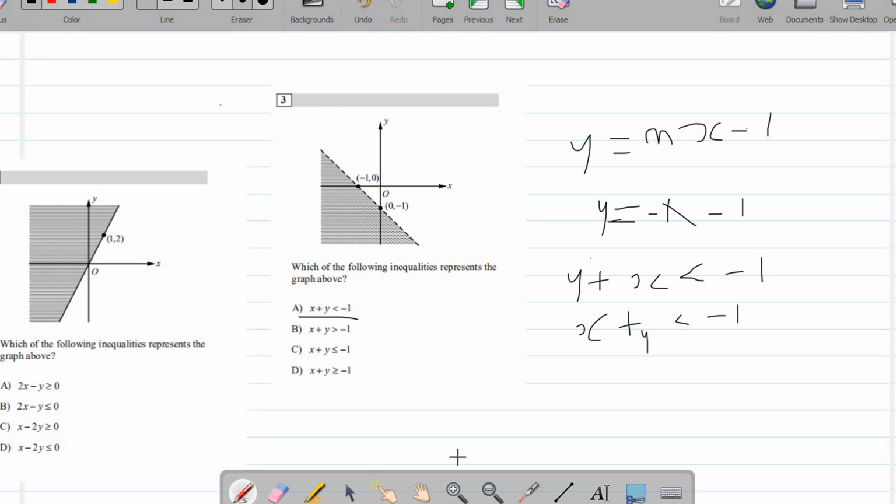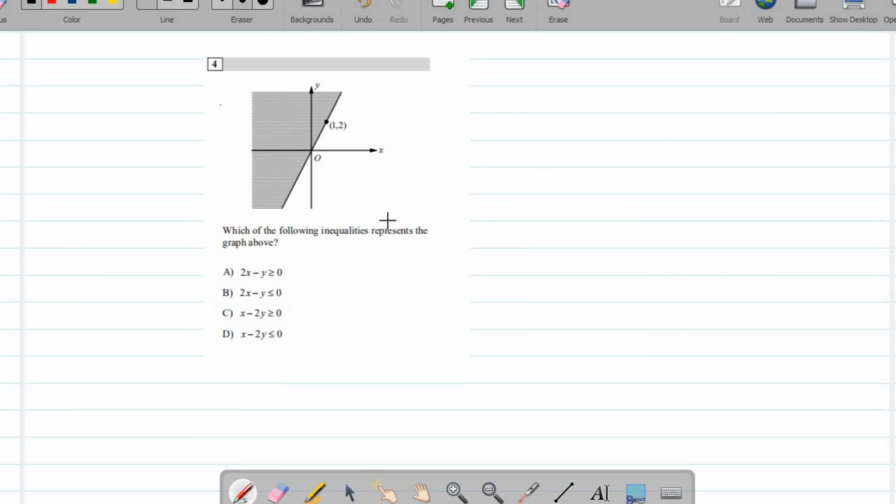Okay, question number 4, and then we wrap it up. So we have which of the following inequalities represent the graph above? So here, look, this is a point slope. We're going to use a point slope. And what do we mean by point slope? We know that each point of that line actually has a slope in it. So this line passes through the origin, so we have y equal to mx.